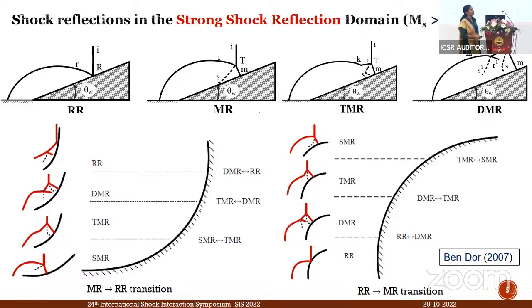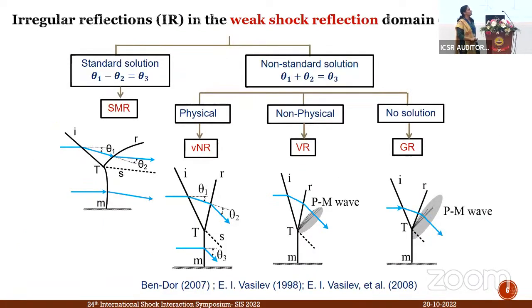Now, coming to the weak shock reflection domain, here the reflections are completely different. So we have regular reflection and other irregular reflections. One is a simple Mach reflection, which is just like any other simple Mach reflection, whereas you have von Neumann reflection, Vasilev reflection, and Guderley reflections.